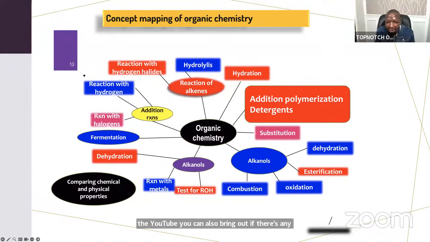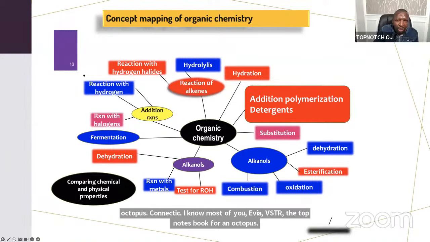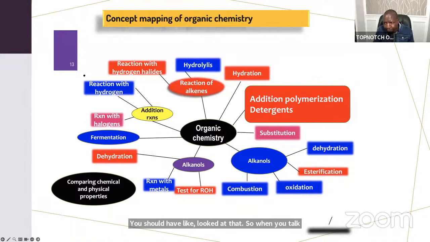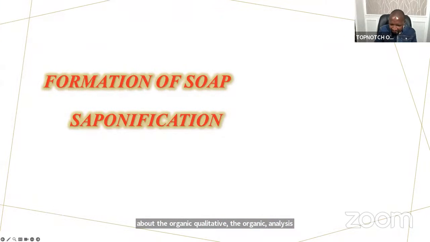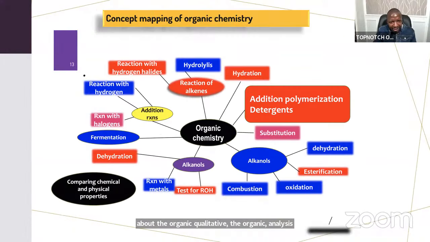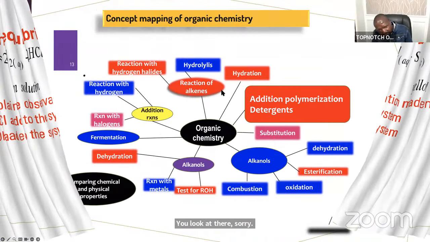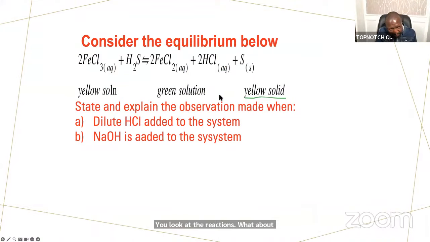So with the organic qualitative analysis using the octopus technique, I know most of you, if you have used the top-notch Book 4 and octopus, you should have looked at that. So when you talk about the organic qualitative analysis octopus, you look at the reactions. What are the reactions of alkenes?